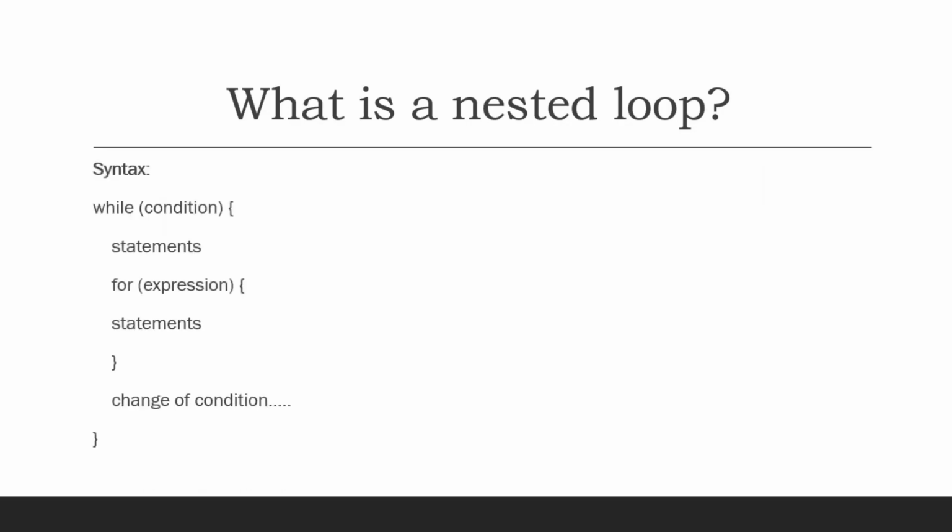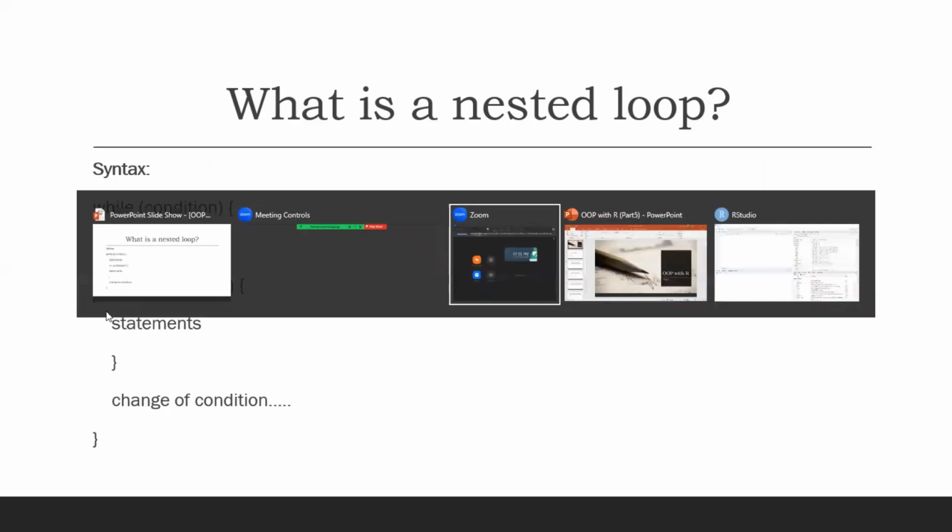So let's see the syntax for a nested loop. Now you can see here that this is an example of a for loop inside a while loop. Now you must know that you can also make a while loop inside a for loop and a for loop inside a for loop. Now let's see the examples of each of them one by one. Let's move to our studio.